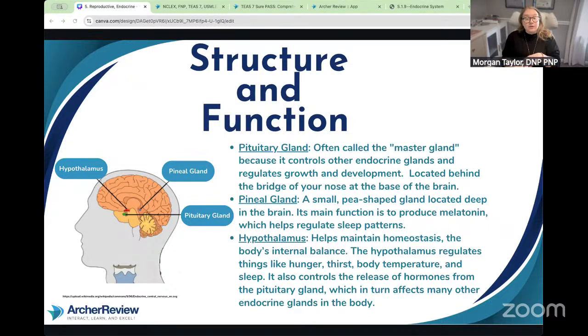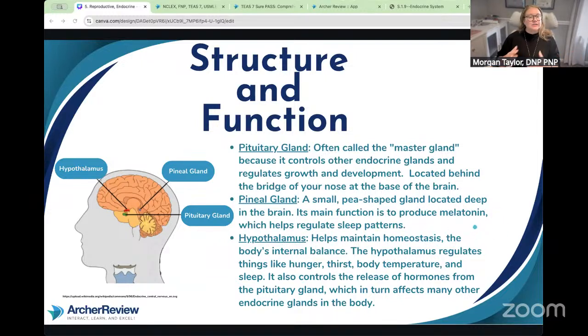Next, we have the pineal gland. Now, people don't think about this one a lot. This is kind of left out of some endocrine lectures, but it's, in my mind, very important because it produces one of my favorite hormones, melatonin. What does melatonin help us with? Our sleep patterns, that circadian rhythm, being able to sleep at night and be awake during the day. That comes from the endocrine organ, your pineal gland, with the hormone melatonin.